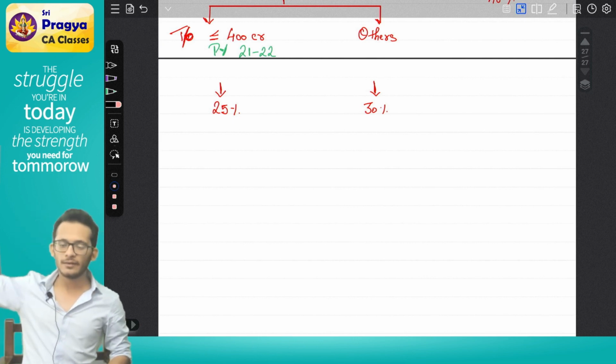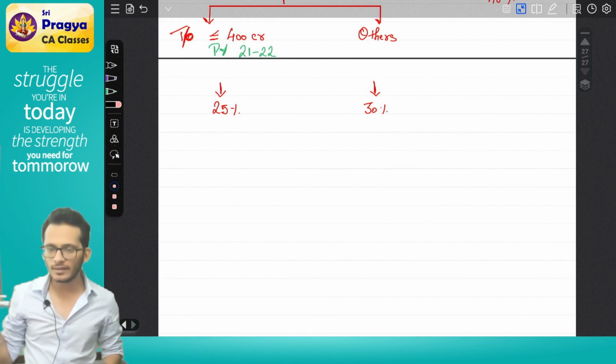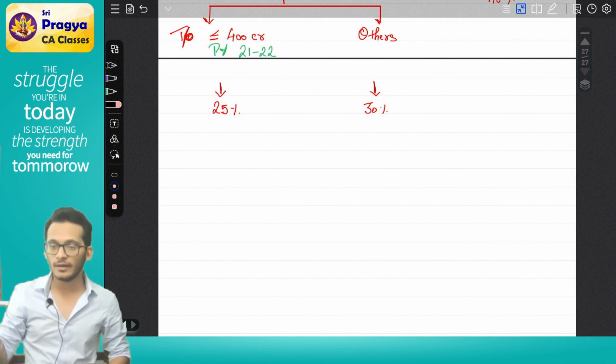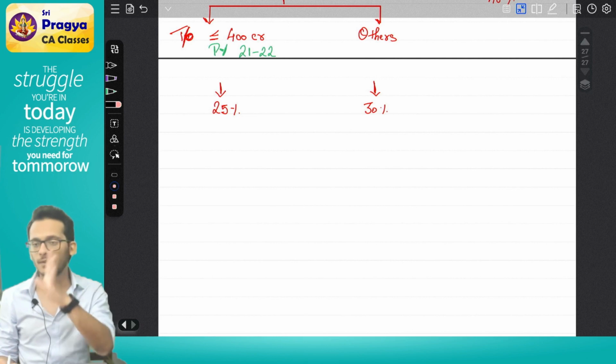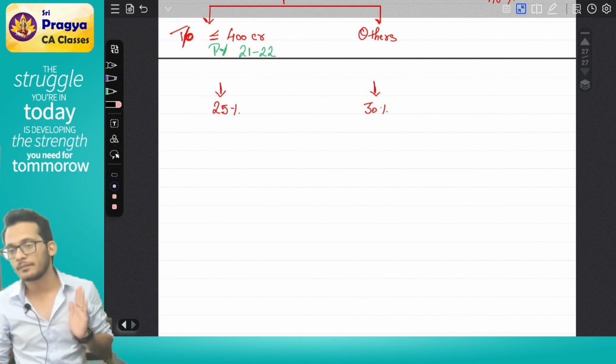How do you remember 21-22? Look at the year which is not there in Schedule 3. Or you can look at the year for which the return was last filed, but look at the first day of the previous year. Clear? Not clear? Clear? Yes.